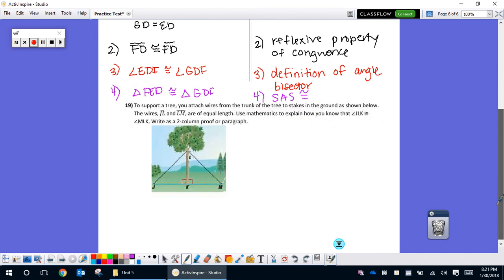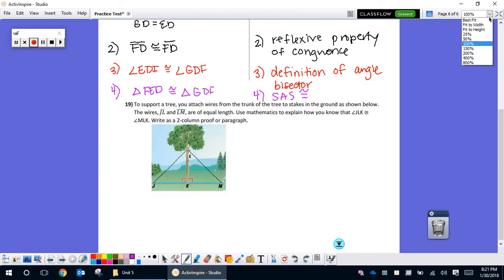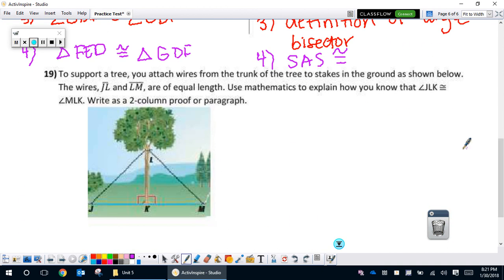All right, last question. Let's see, I'm going to zoom in a little. To support a tree, you attach wires from the trunk of the tree to stakes in the ground as shown below. The wires, segment JL, I'm going to mark that, are congruent to segment LM, are of equal length. Use mathematics to explain how you know that angle JLK, which is this guy, is congruent to angle MLK. Okay, so I'm not marking them, I'm just putting question marks there.